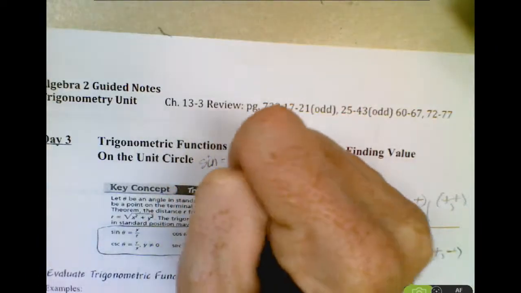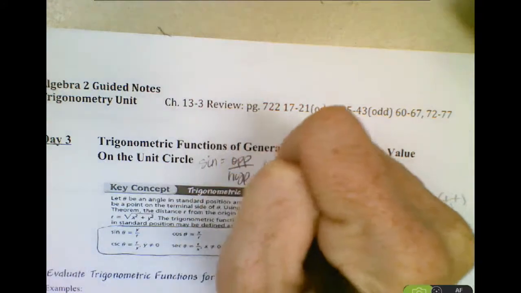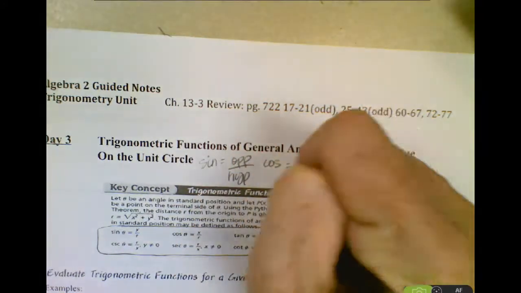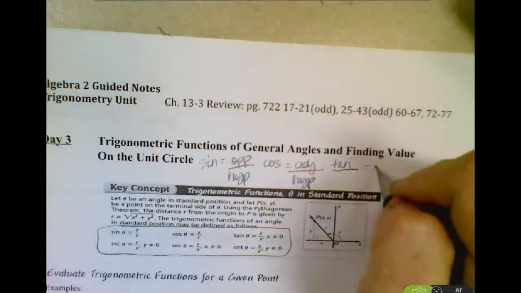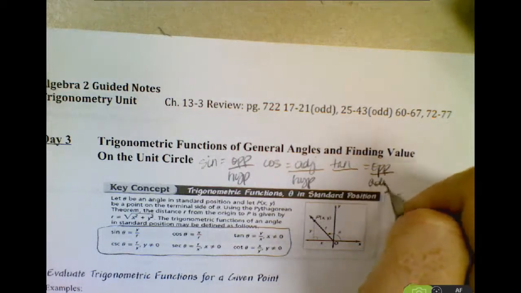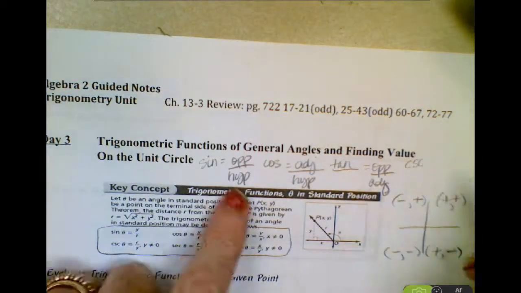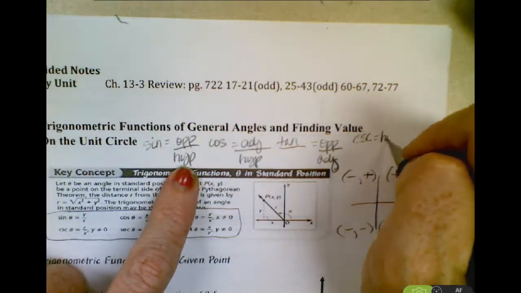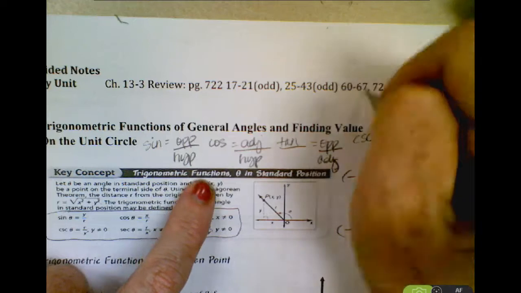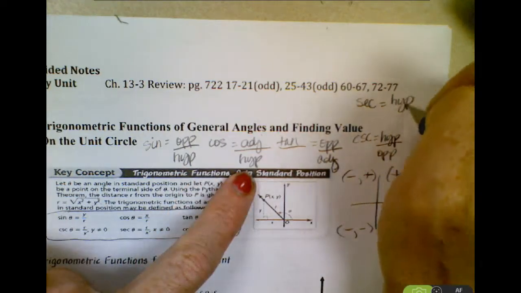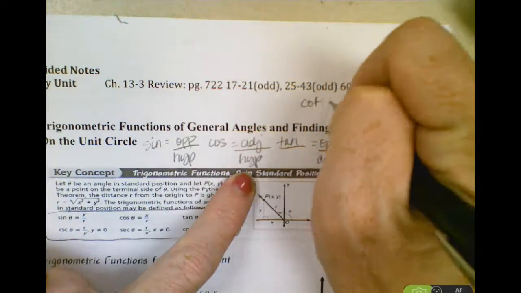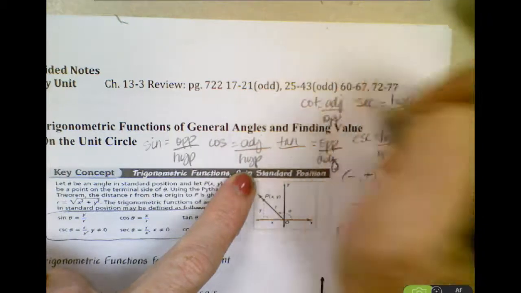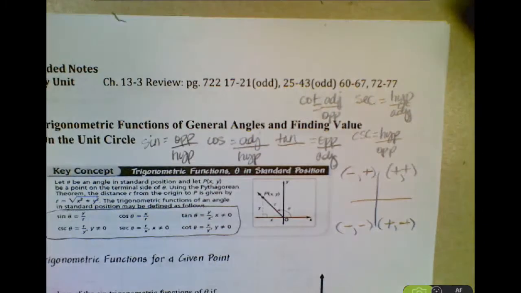So sine is opposite over hypotenuse. Cosine is adjacent over hypotenuse. Tangent is opposite over adjacent. Cosecant would be the inverse of sine, so that'd be hypotenuse over opposite. Secant would be hypotenuse over adjacent, or the inverse of cosine. And cotangent is adjacent over opposite. Okay. Remember that your angle is always the one that's formed by wherever the terminal side is.